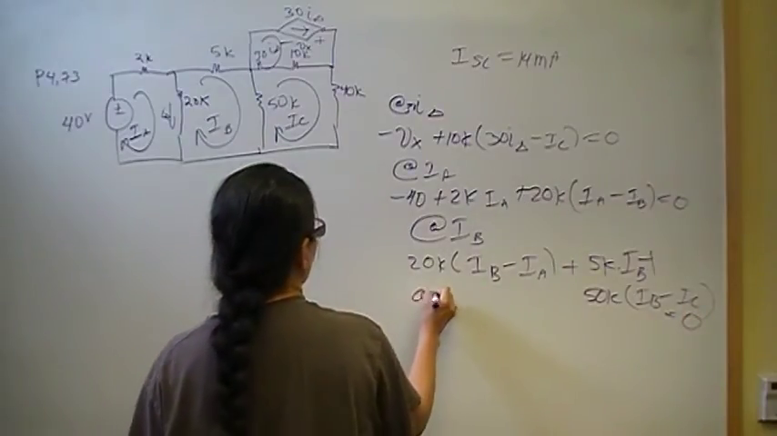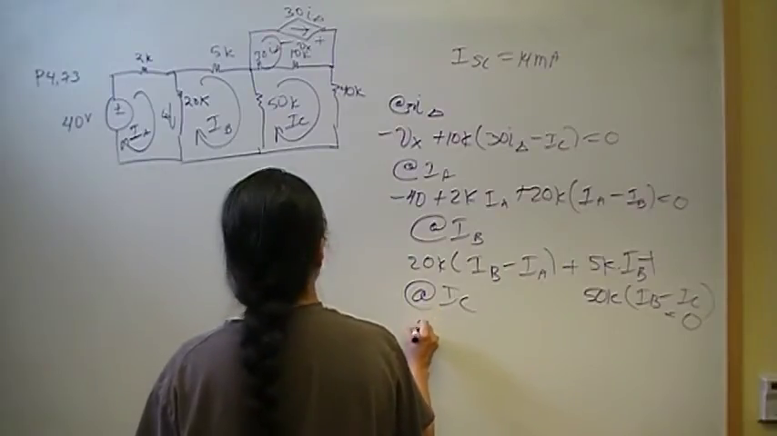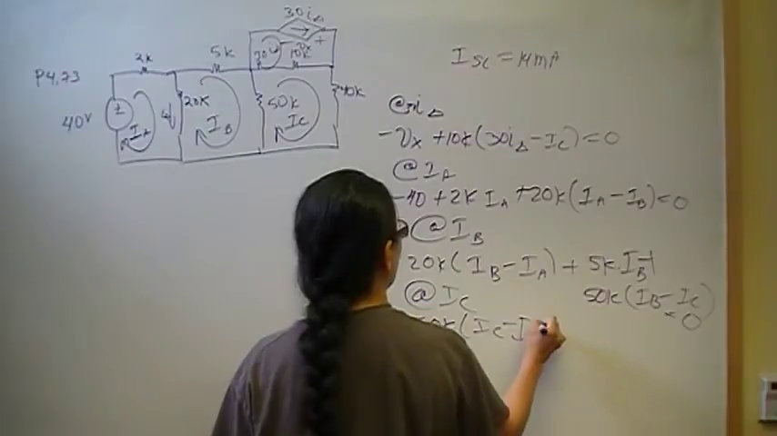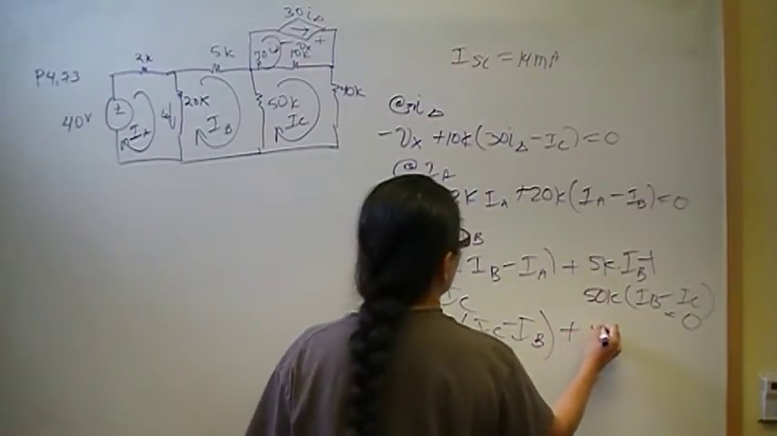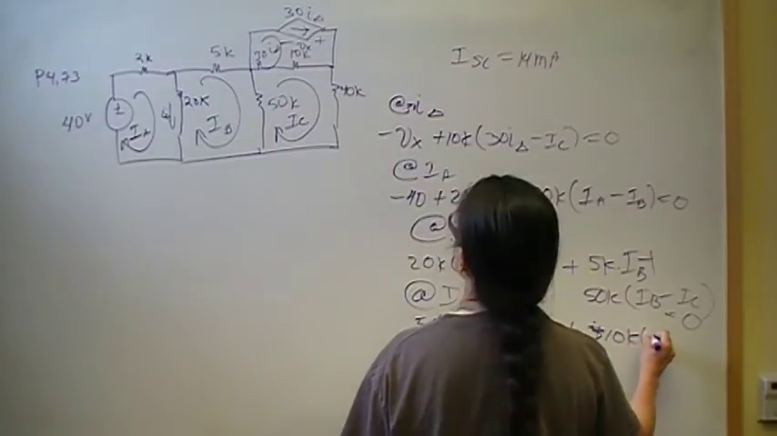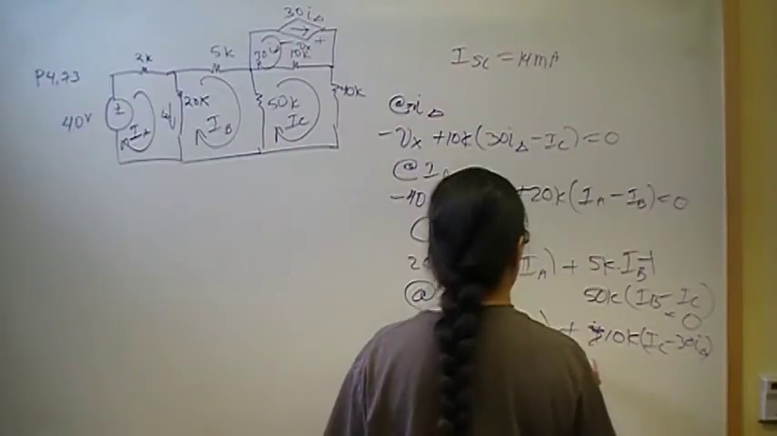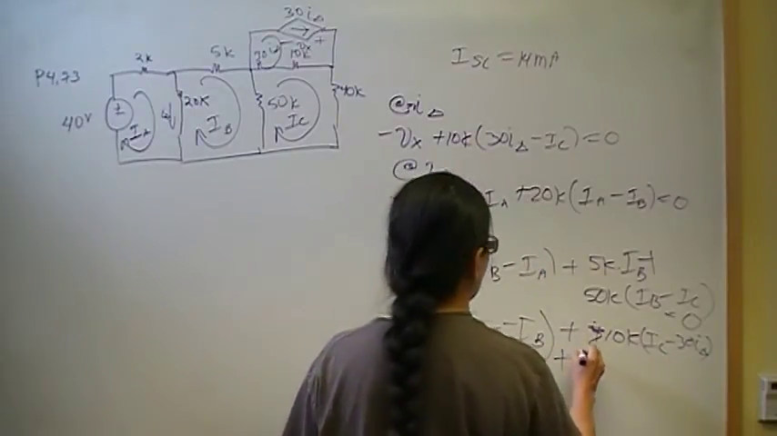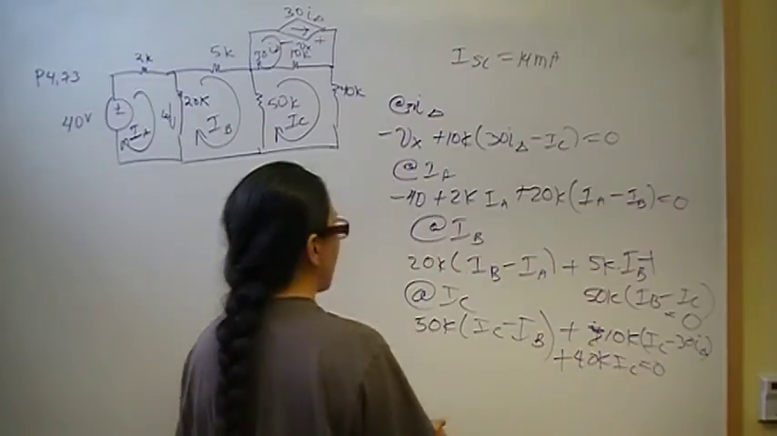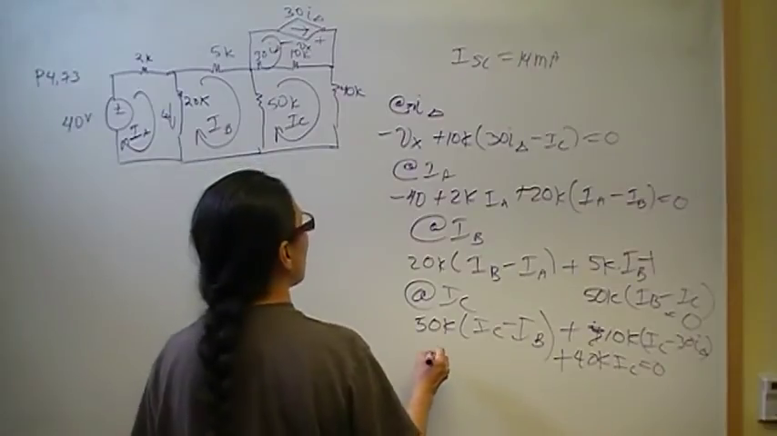So at IC is what's different. So now we have 50K times IC minus IB plus 40, or 10K times IC minus 30 I delta, and then plus 40K IC equals 0, and that's the different equation. And then we still have the same constraint equation.